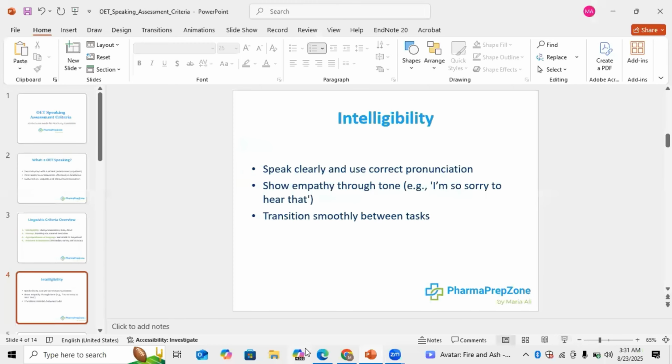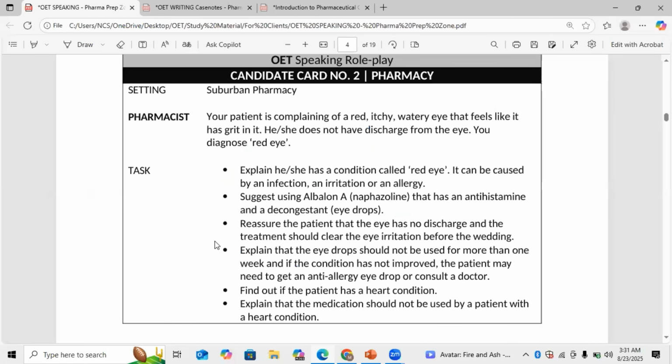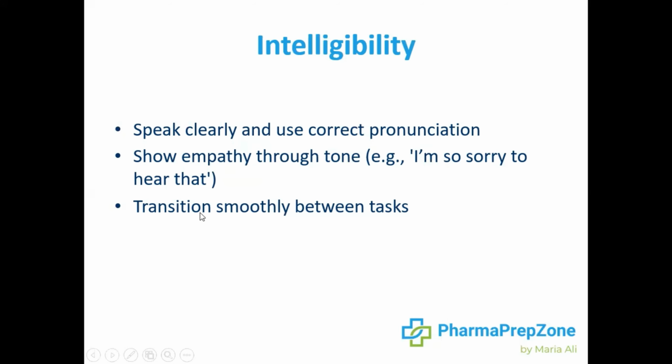Let's have a look at what a role play card looks like. This is how a role play looks. It has several tasks you have to do, and by intelligibility, I mean that you have to transition from one task to another very smoothly. Like you complete one task and then you move to the next task. That is transitioning between tasks smoothly.